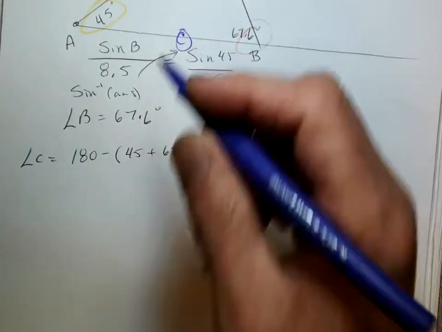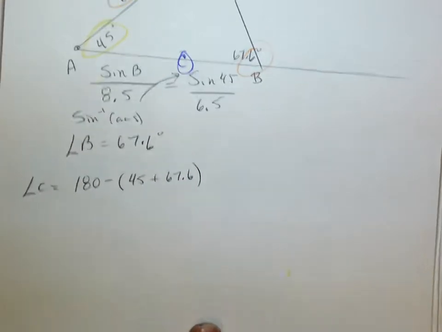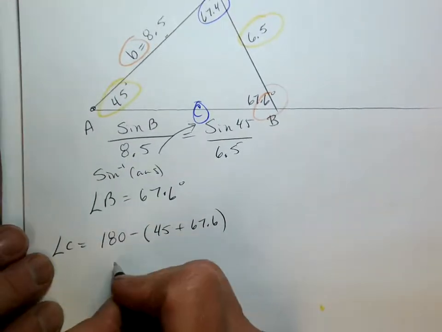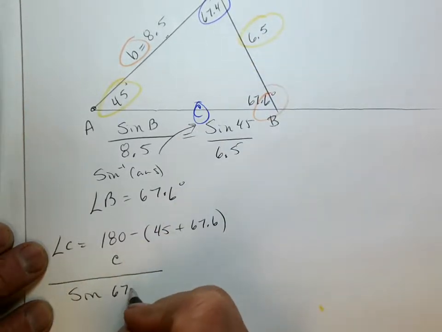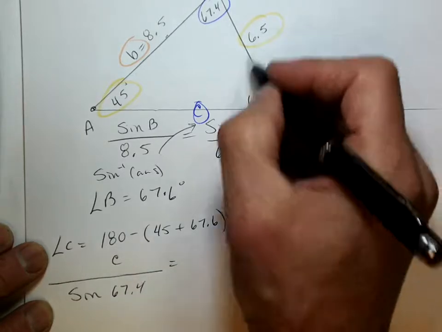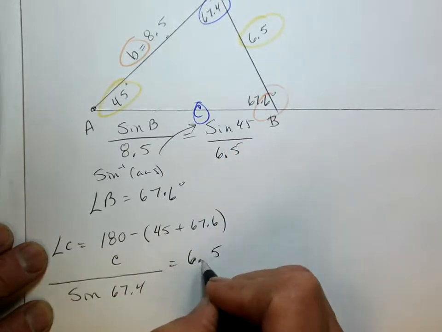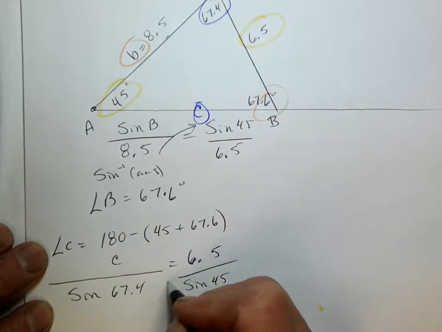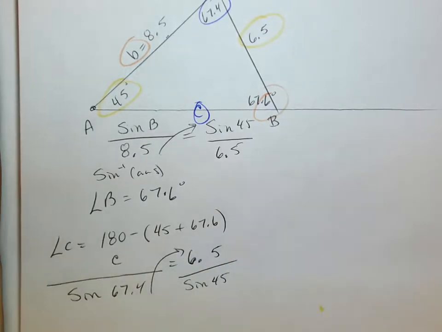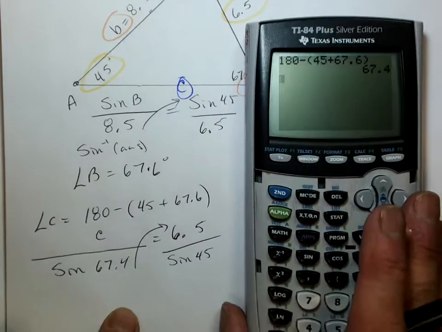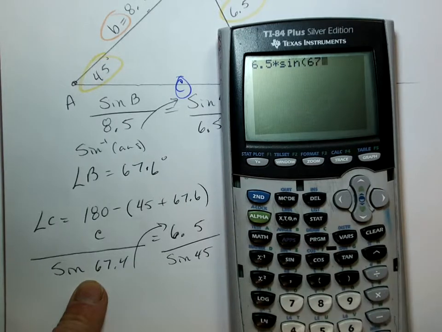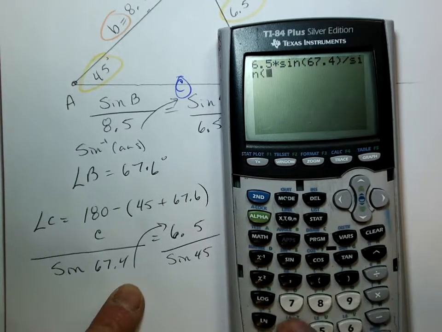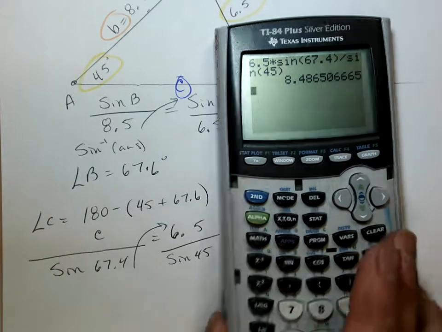And then finally, let's find little c, which is down here. And again, opposites, right? If you have your opposites, set up your opposites. So we're going to set up little c over the sine of 67.4 equals 6.5 over the sine of 45, cross multiply. I do not need to sine inverse. I'm not looking for an angle. I'm just going to do the math. So I'm going to go 6.5 times the sine of 67.4 divided by sine of 45. And I get about 8.5. Okay, 8.5.